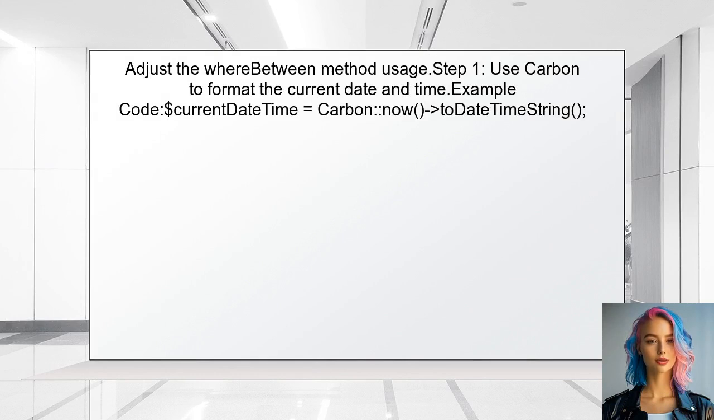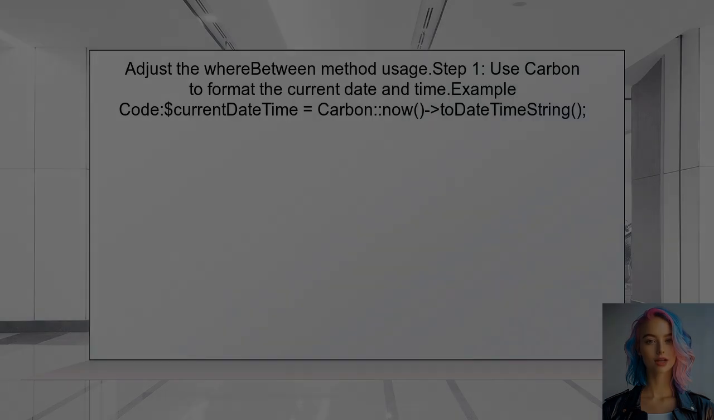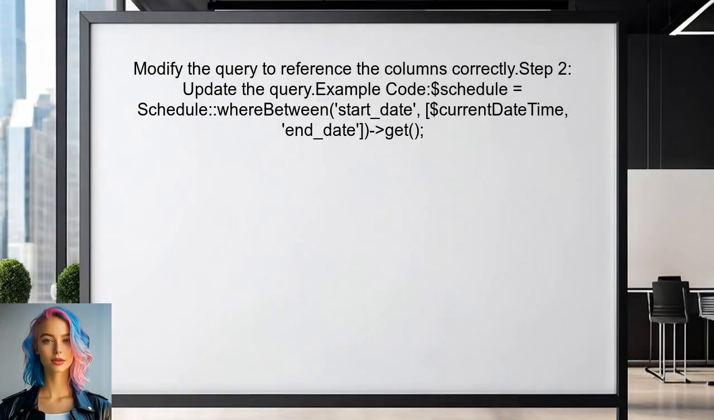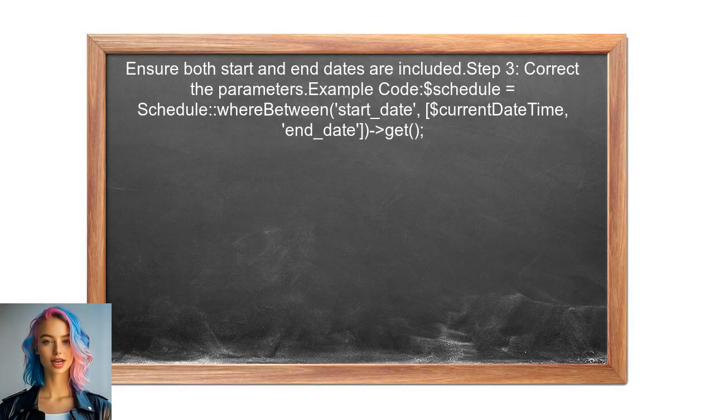To resolve the user's issue, we need to adjust the way the whereBetween method is used in Laravel. The user should pass the current date and time as a string instead of using Carbon directly in the method. Next, the user should modify the query to correctly reference the start and end date columns. The whereBetween method requires the column name first, followed by an array of values. Now the user should ensure that the end date is also included in the query. This means we need to adjust the parameters passed to whereBetween to include both the start and end dates.